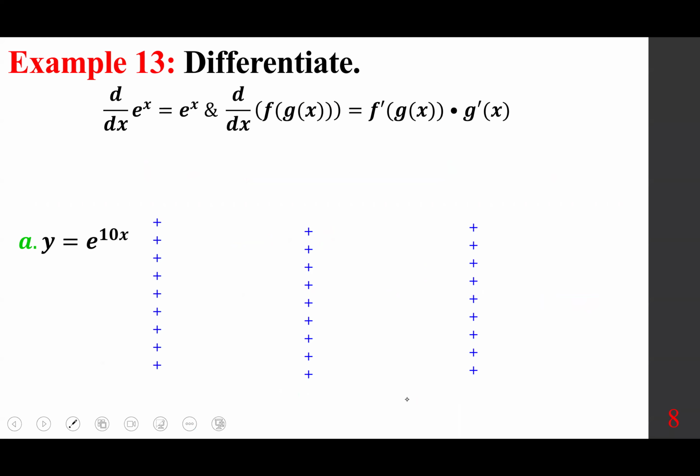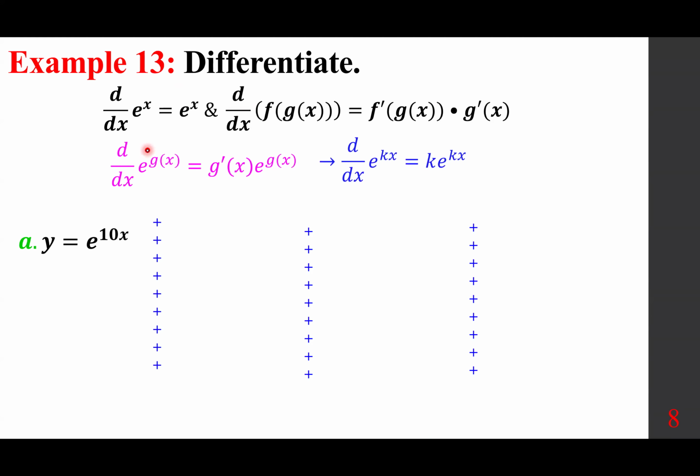We want to take the derivative of e to the power of 10x. The derivative of e to the power of x is itself, and the derivative of f of g of x is f prime of g of x times g prime of x, that's the chain rule. Therefore, if the exponent is not x, but rather a function of x, by the chain rule you write the same function, e to the power of x, times g prime of x. G prime is the derivative of the exponent. If it happened to be e to the power of kx, then it's itself times k.